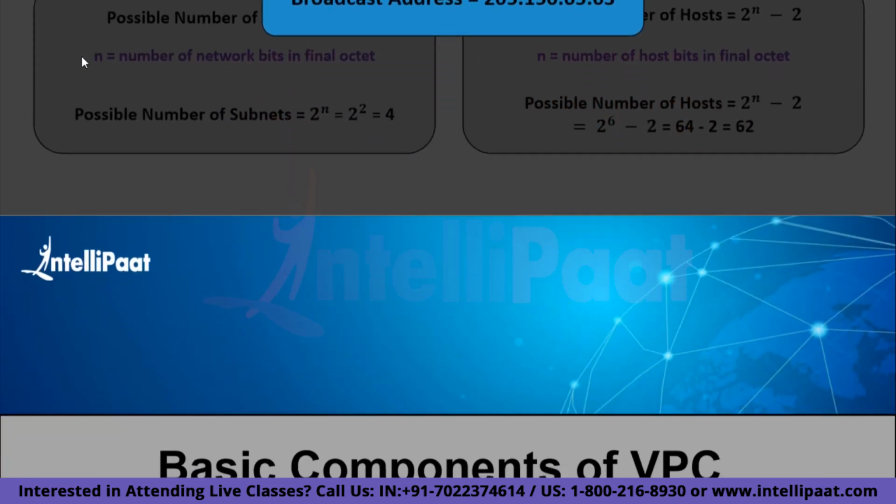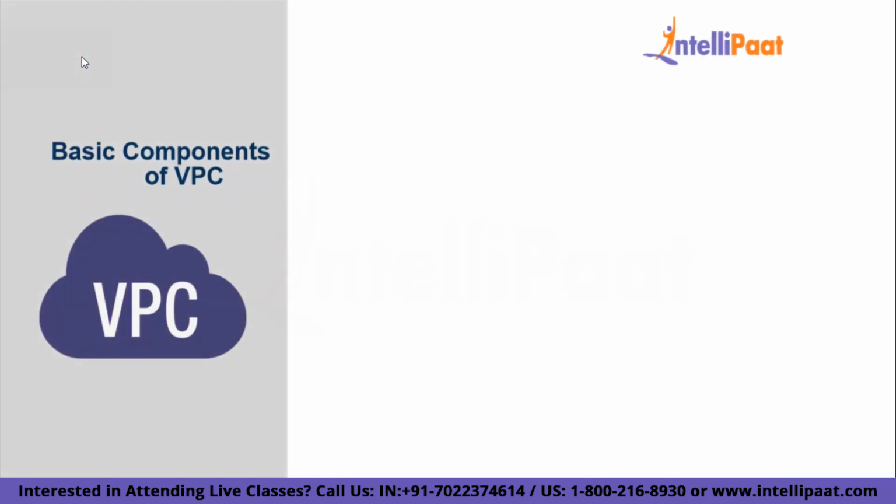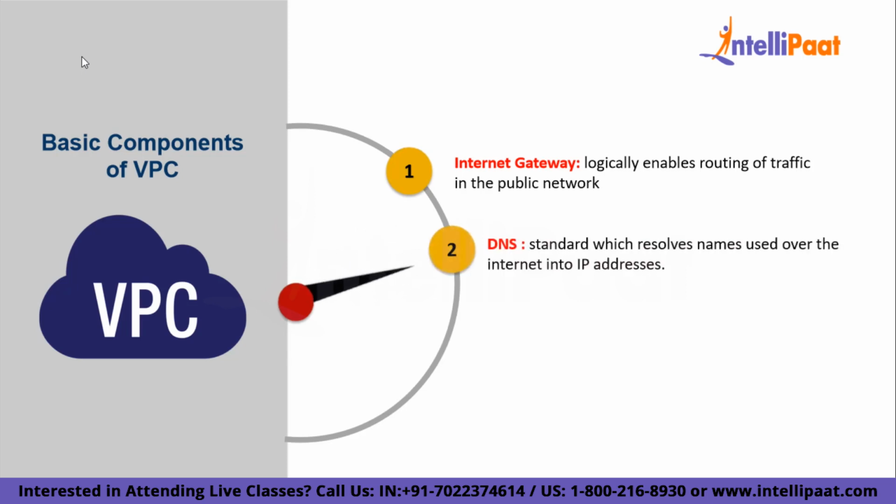First things first, let me tell you about a few basic components of VPC. The first one is Internet Gateway and NAT. What this does is it logically enables routing of traffic in the public network. That is, it gives us a gateway from which our virtual private cloud can connect to the internet. Then we have DNS. It is basically a standard which resolves names used over the internet into IP addresses.